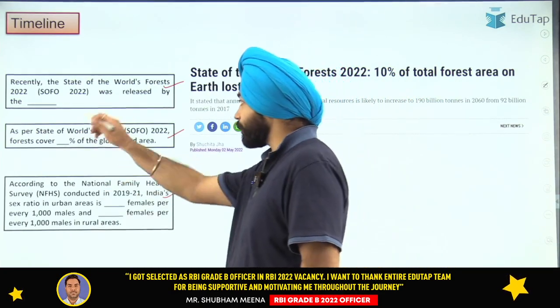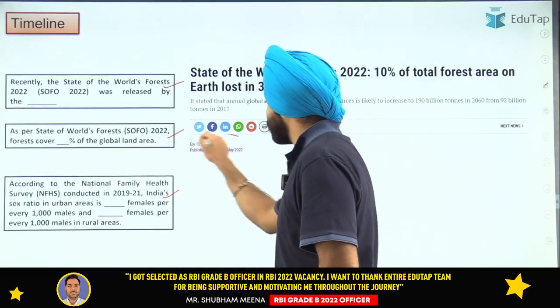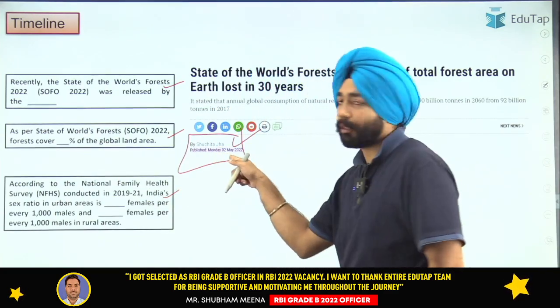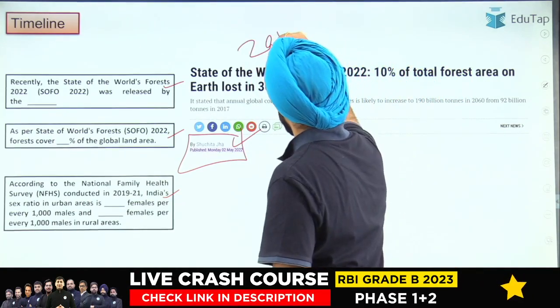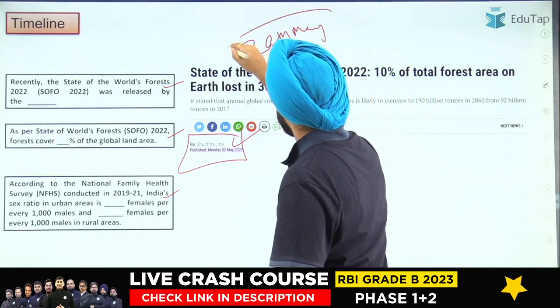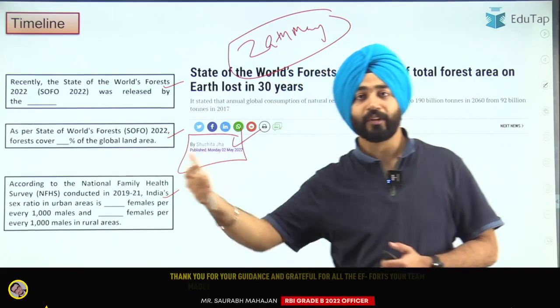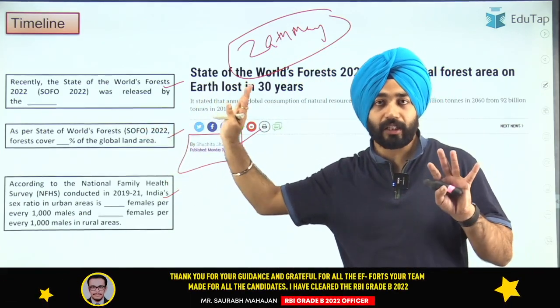So if I talk about it from the perspective of State of World's Forest report, you can see this is a report being launched on 2nd of May. Examination is 29th of May. Now see, these 3 months, 50% तो यहीं पे ठीक हो गया.